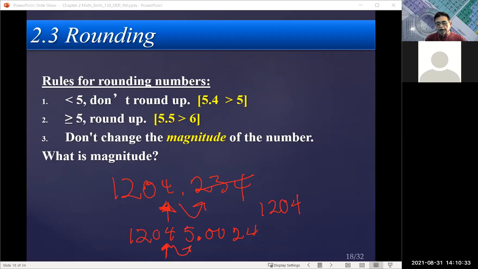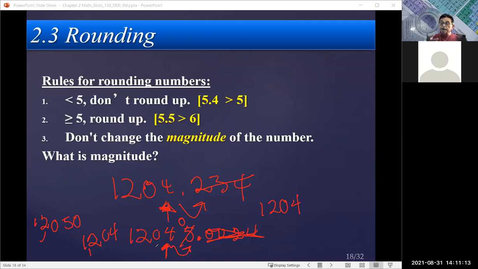So we look at the neighbor here and we see it's greater than 5. So that 4 now becomes a 5. So it goes 12, 0, 5. What happens is anything before the decimal point becomes 0, and we drop anything after the decimal point. And so that number becomes 12050. If we drop that 5, guess what? We change the magnitude. Look at the number: we're in the 12,000 range, and by dropping that 0 because of the 5, we go to the 1200.